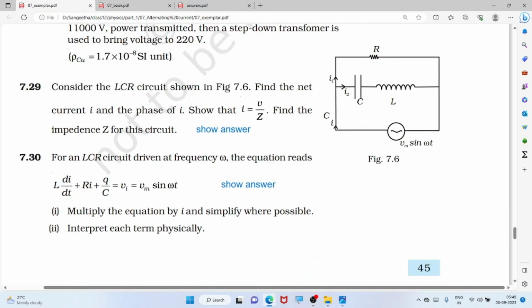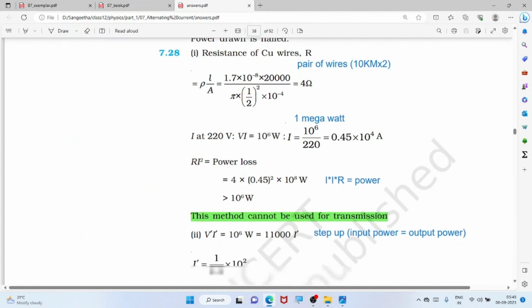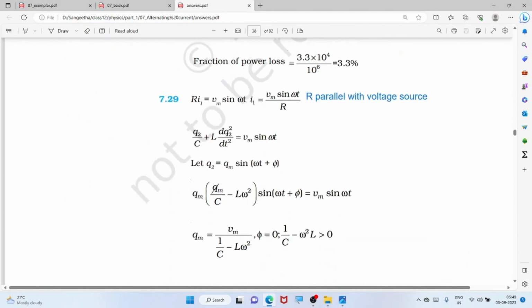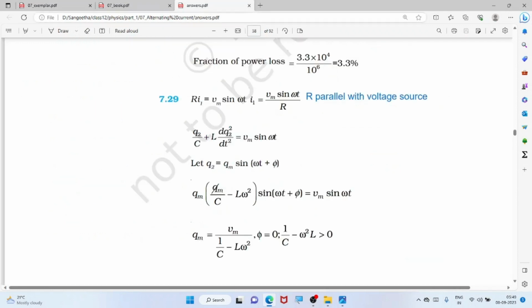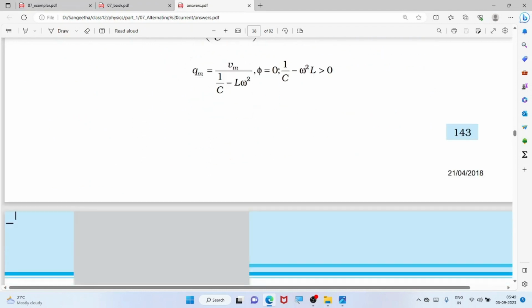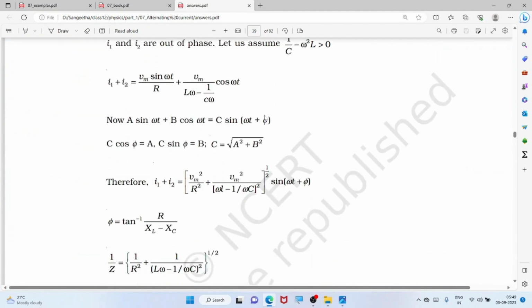Consider the LCR circuit shown. Find the current. Okay, you can go through this, because R is parallel to the voltage source. The same voltage appears across the resistor and across the combination of the capacitor and inductor. Okay, you can go through it.